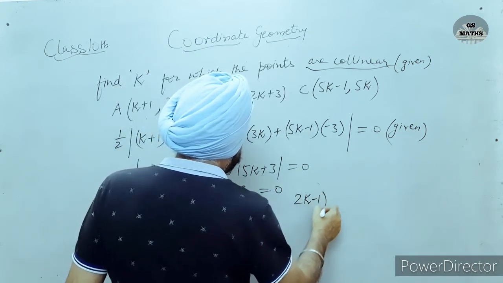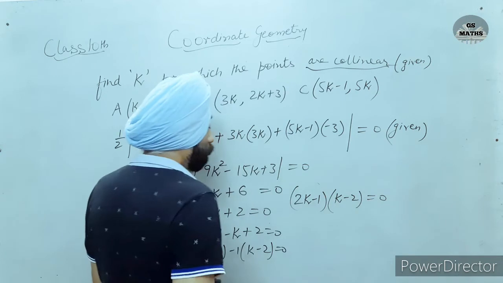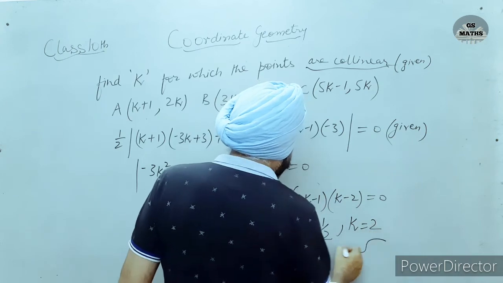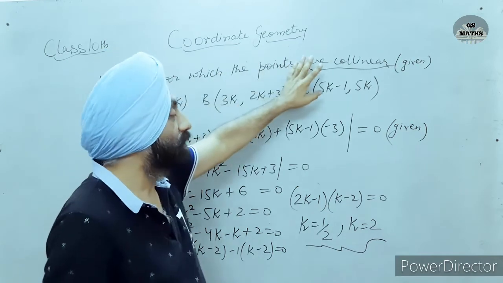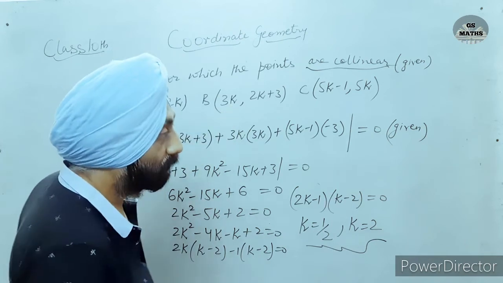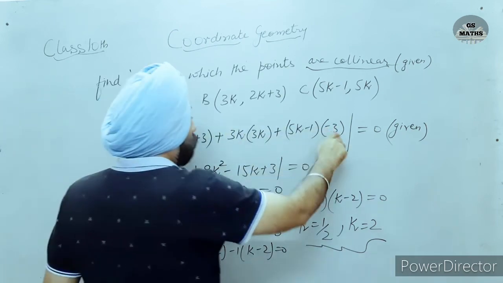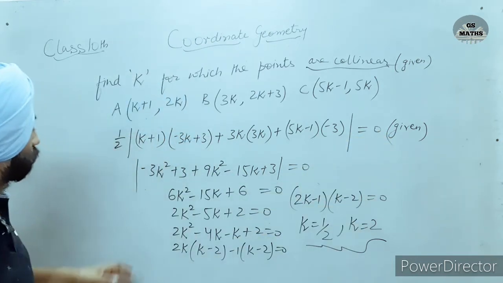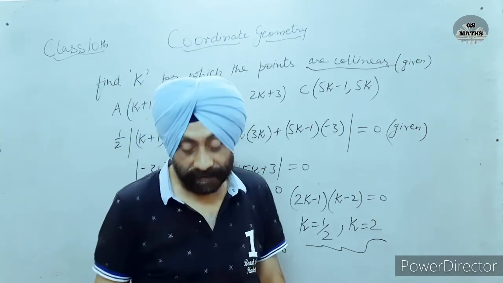Now (2k minus 1) is one factor and (k minus 2) is the second factor. This is equal to 0. From there I can get k equals half and k equals 2. The condition given was the points are collinear. I wanted to find the value of k. So I applied the same condition, that half times this, that is the area of triangle formed by these points A, B, C, is equal to 0. This is given to us. Now I just opened and solved it. I got two values of k, that is k equals half and k equals 2.